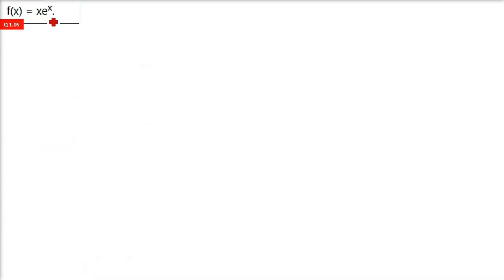f(x) is equal to x into e raised to the power x. Now we have this f(x), x into e to the power x.